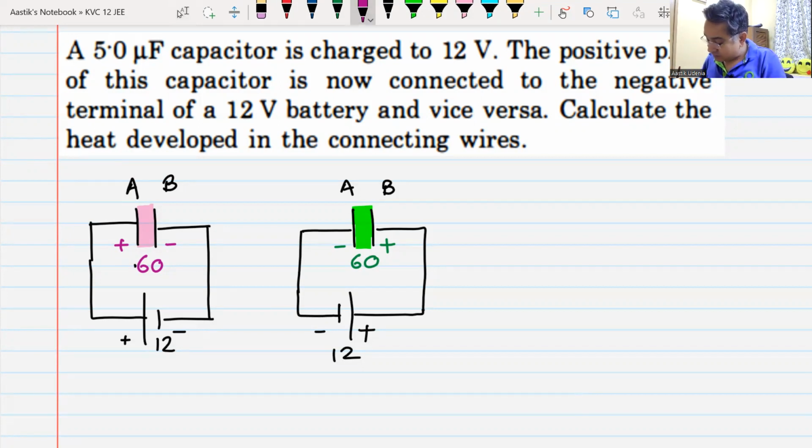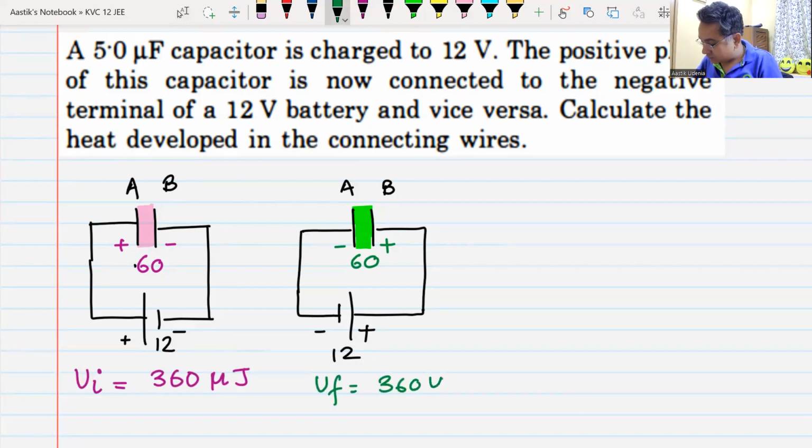Let me just find out the initial energy. What is the initial energy here? 360 microjoule. Yes or no? Okay, well done. What is the final energy here? It is also 360 microjoule. Nothing changes. Okay. Now, initial charge is this, final charge is this.